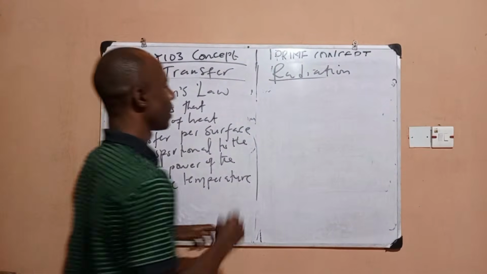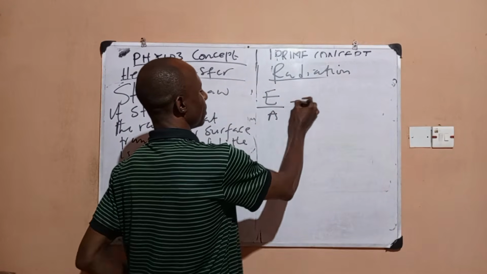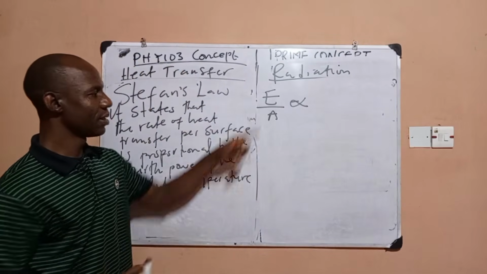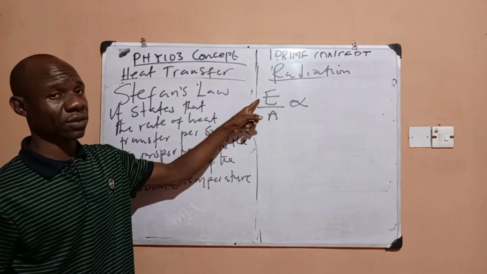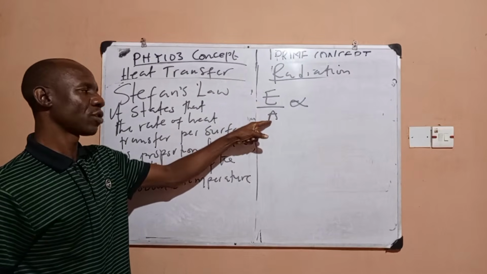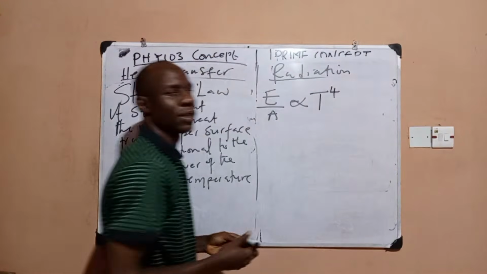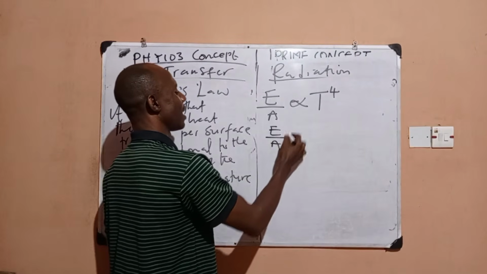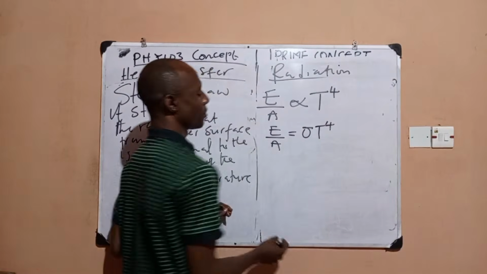So according to Stefan, E over A is proportional. Remember, E in this case is measured in joule per second as the rate of heat transfer. So the rate of heat transfer per surface area is proportional to T raised to power 4. If you remove proportionality, then the rate of heat transfer is equal to a constant times T to power 4, right?